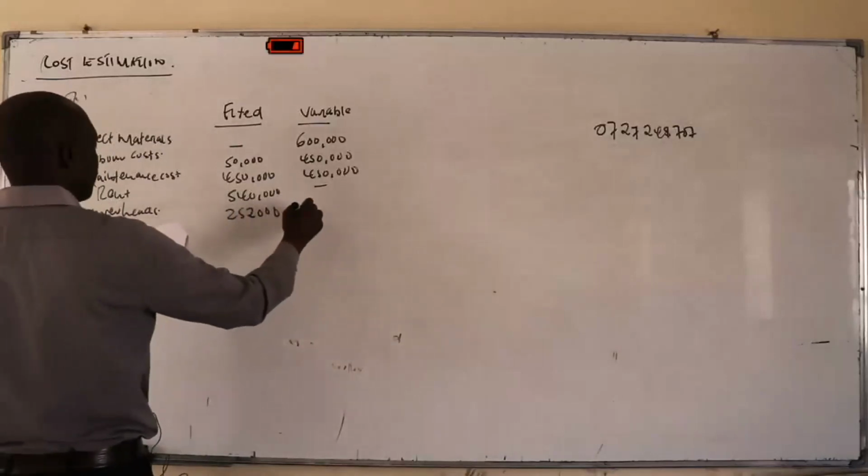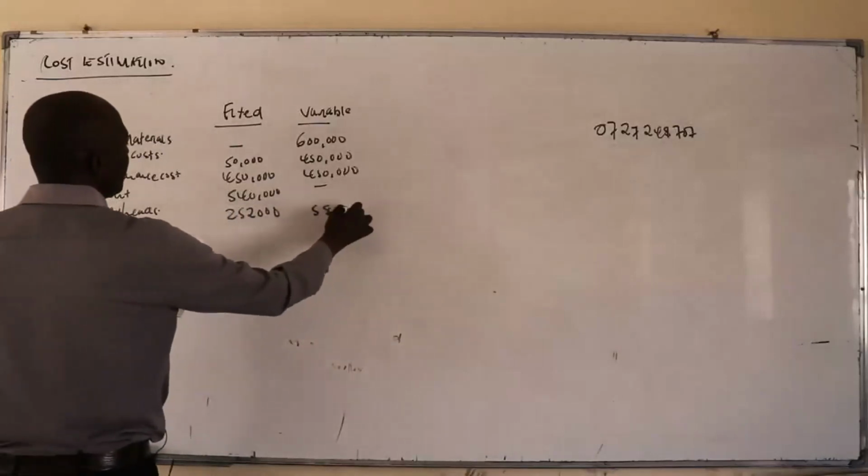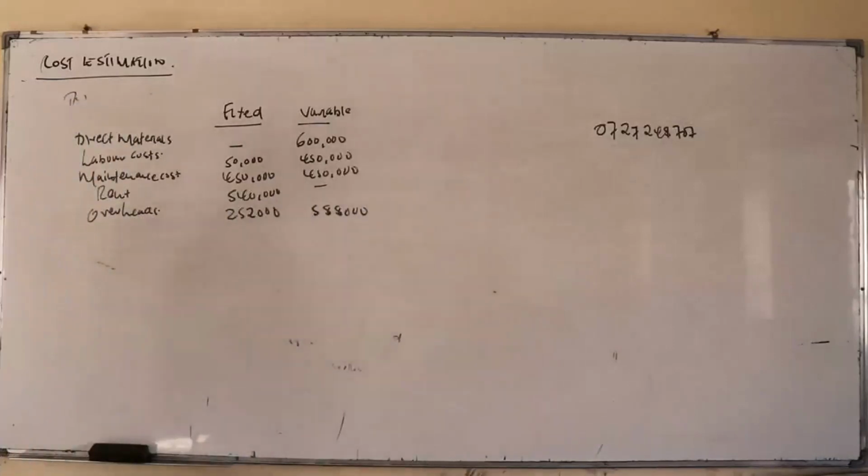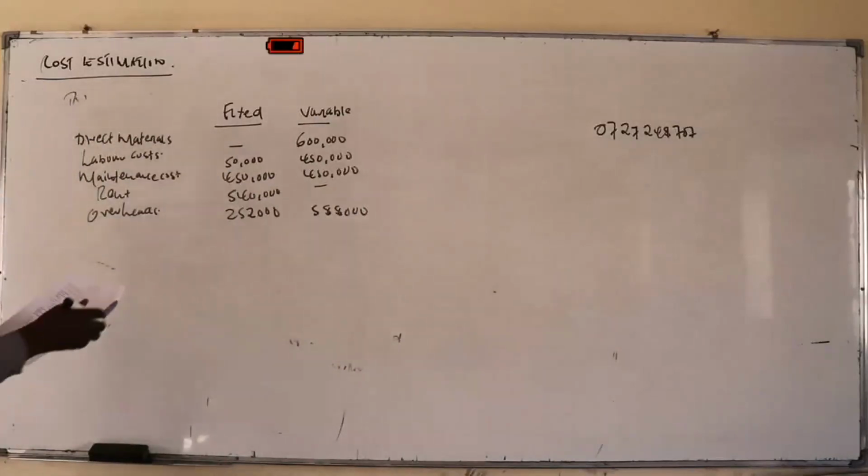252,000. And the remaining will be 588,000. So that is what you do. Those costs will be given to you when they are classified. Your work is to just group them the way we have done. And then you get the totals here.